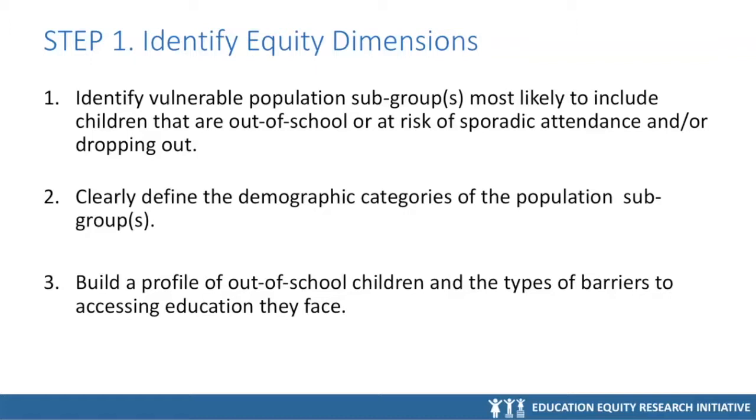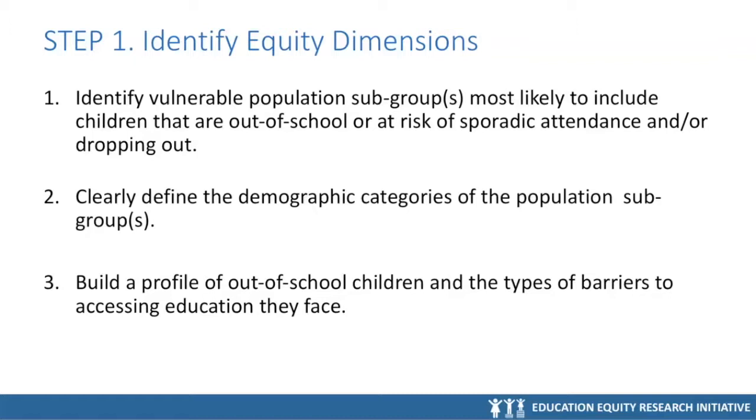The third sub-step in this process is about building a profile of out-of-school children and the types of barriers to accessing education they face. We need to understand, for instance, if the children that are out of school ever enter school and then drop out. Do they enter and complete primary education, but then fail to transition to secondary education? Or do they enter school and then drop out soon after initial entry? Or are they enrolled but at risk of dropping out? So these are all things that we need to fully understand in order to build this profile.